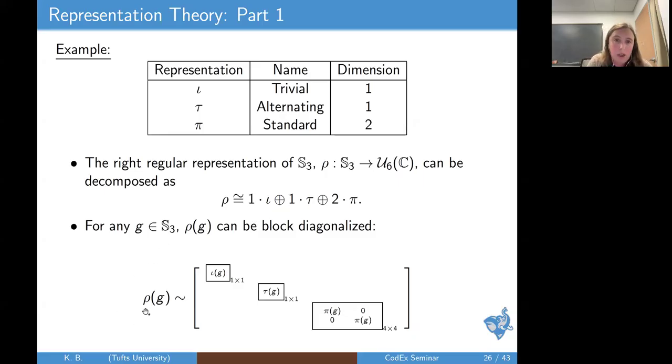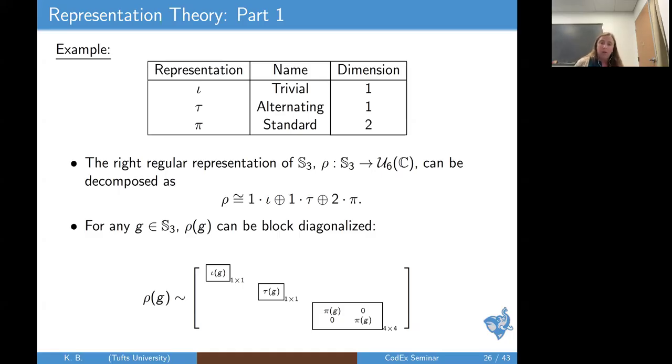So in particular, you can think about this for each element of our group, that rho of g can be block diagonalized and look like the following matrix. So we have a 1x1 block with the trivial representation at g. We have a 1x1 block with the alternating representation at g. And then we have this 4x4 block composed of two 2x2 blocks containing the standard representation at g. So this is a very nice feature of the right regular representation, that it encodes essentially this entire group representation structure in just one representation.